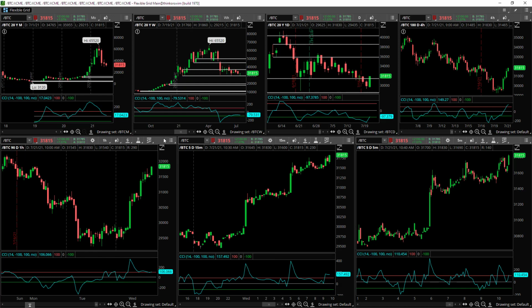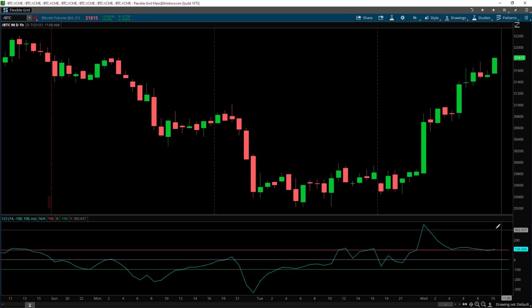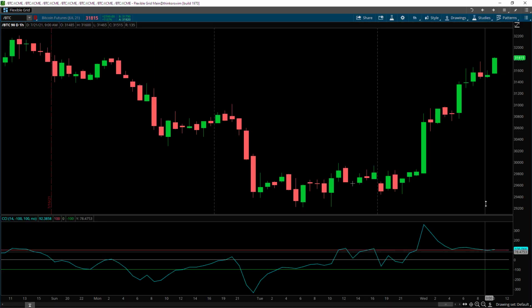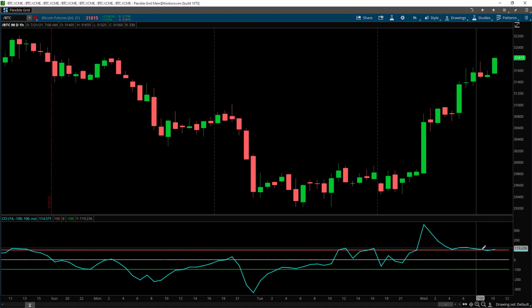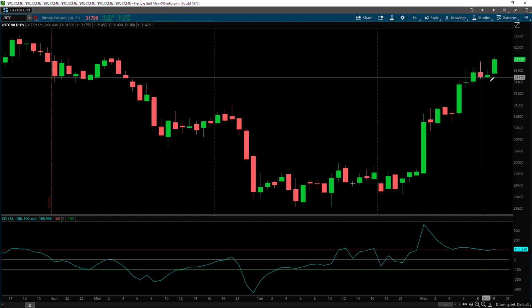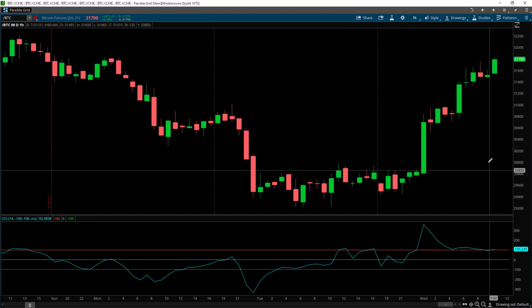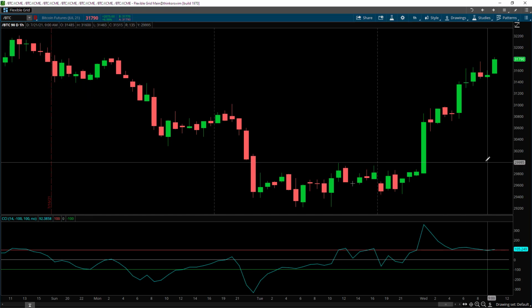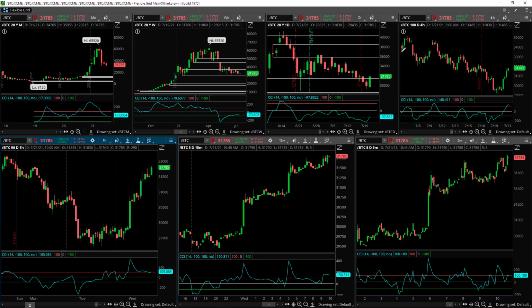So you can see over here, for example, this is where to ignore the CCI. You see the CCI went from above 100 to below 100, but that's not a sell. This is because it's an upward moving market here. You want to ignore the sell signals, for now.